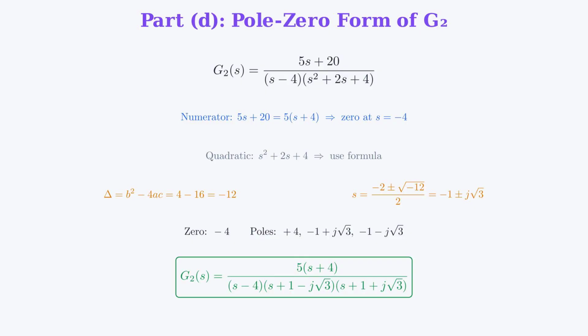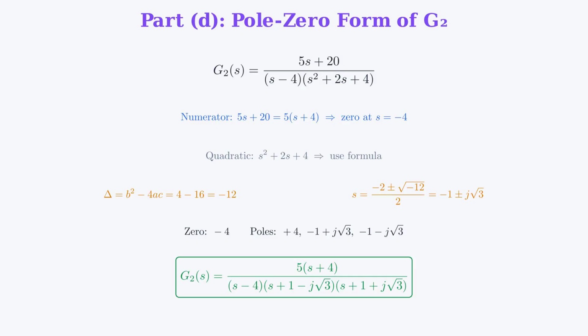For the quadratic s squared plus 2s plus 4, we use the quadratic formula. The discriminant is b squared minus 4ac, equal to 4 minus 16, which is minus 12. The roots are s equals minus 2 plus or minus the square root of minus 12, all divided by 2. That gives s equals minus 1 plus or minus j square root of 3. So g2 has 3 poles total. Positive 4, minus 1 plus j root 3, and minus 1 minus j root 3.